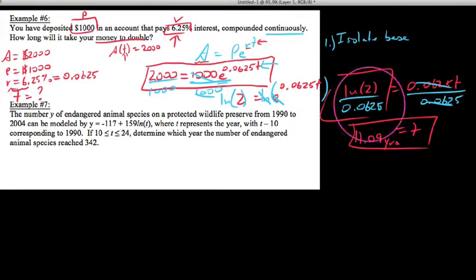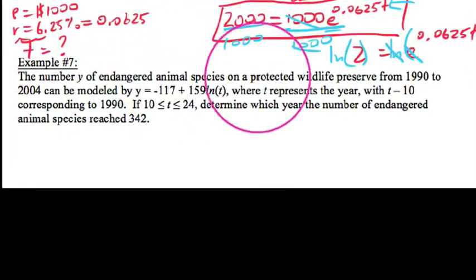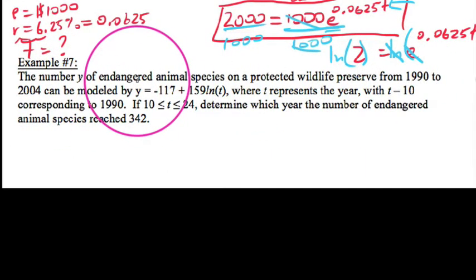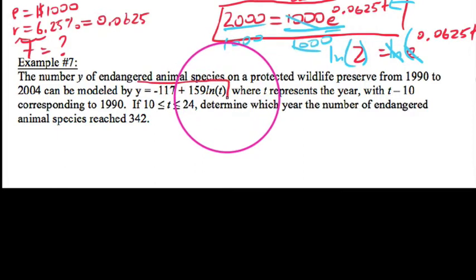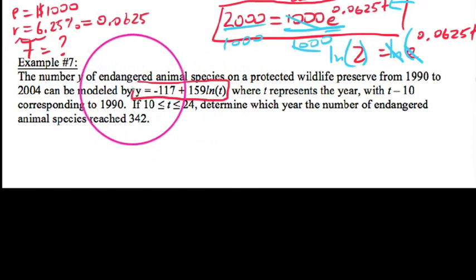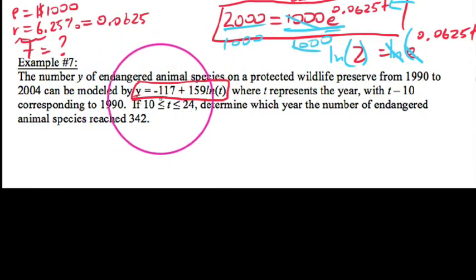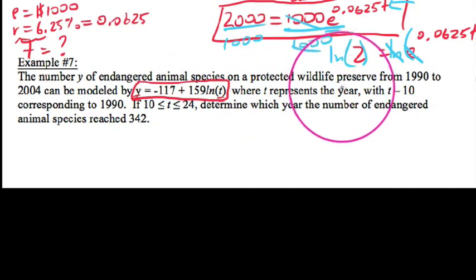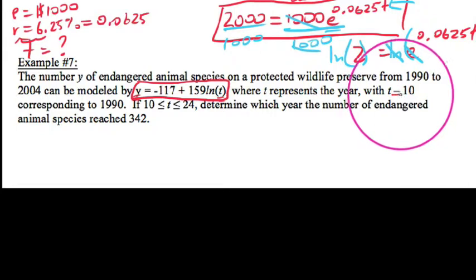Okay, so now that was an example of solving an exponential equation. Let's look at an example of solving something logarithmic. It says the number y of endangered animal species on a protected wildlife preserve from 1990 to 2004 can be modeled by this. So we have this model right here that kind of just says this is approximately what was happening to the population y as the years t went by. So we say t represents the year. With t, this should be equal to 10.